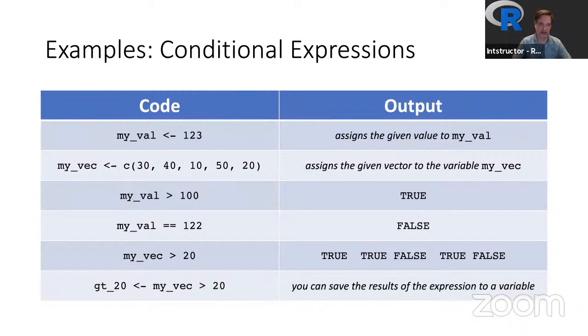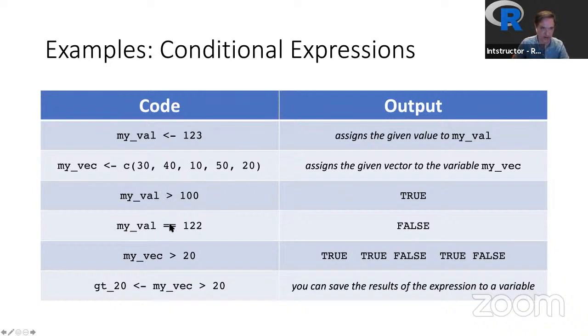So let's take a look at making some conditional expressions. Let's get some variables set up so we can actually do some things with them. Let's make a single variable and assign a single value to it. And let's also make a vector here. Hopefully this syntax is looking familiar. Now with myval, we can ask the question, is myval greater than 100? The answer to that should be TRUE, because myval has been assigned a value of 123. So yes, myval is greater than 100.